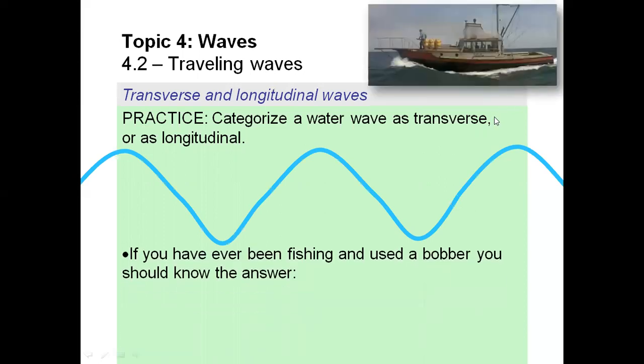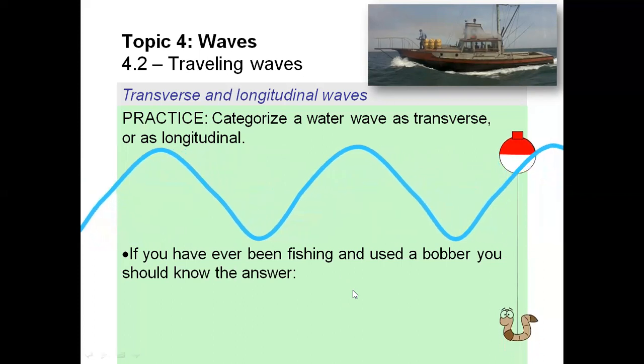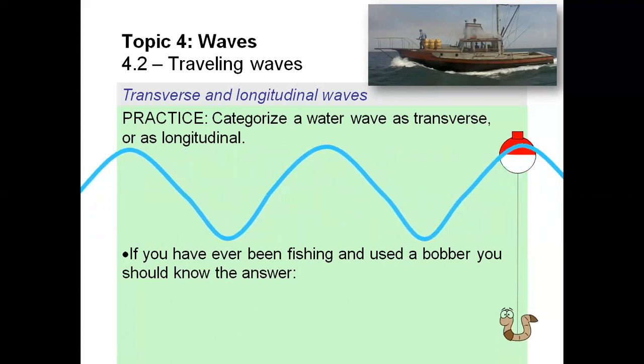If you have ever been fishing and used a bobber, you should know the answer. So let's assume we are fishing and we have a bobber. When we have a wave on the river or on the sea, on the ocean, it doesn't matter, we have seen many times this bobber is going to move up and down. So when we have vibrations up and down and the direction of wave velocity is to the left or right, these two directions will be perpendicular.